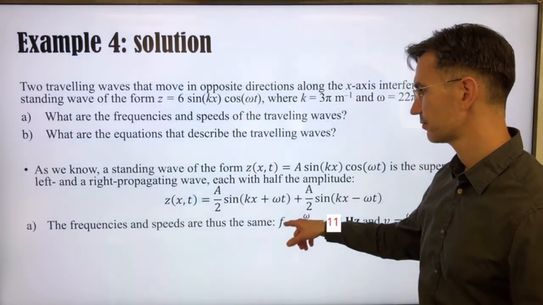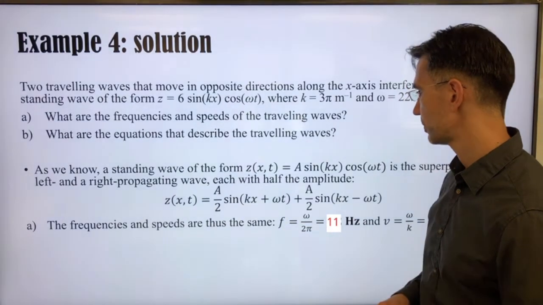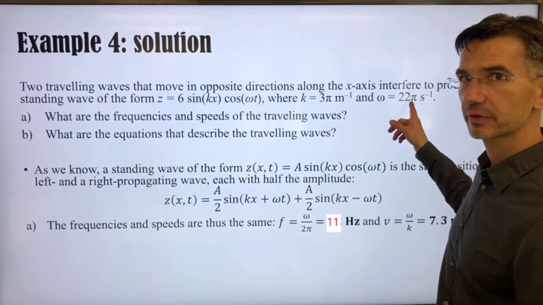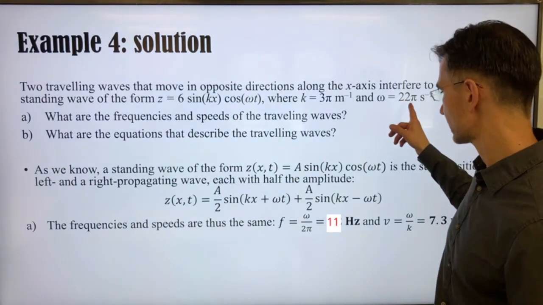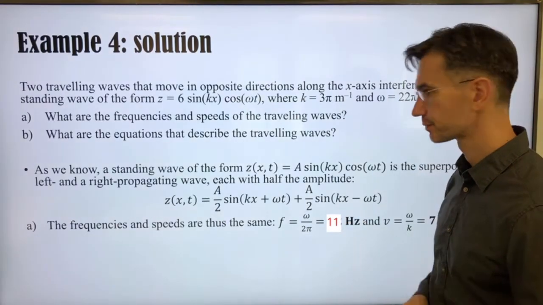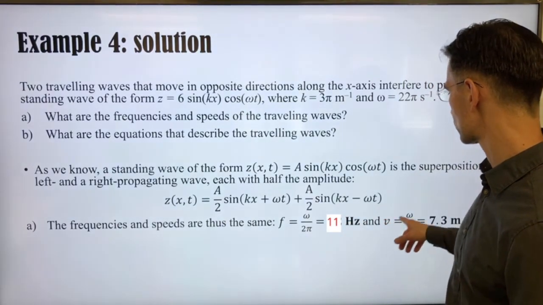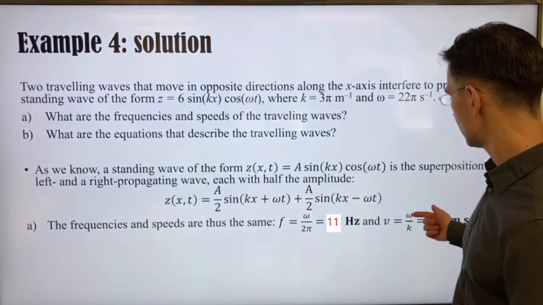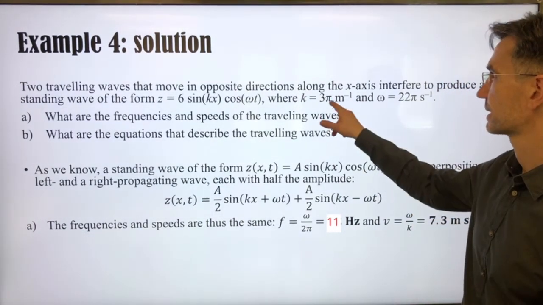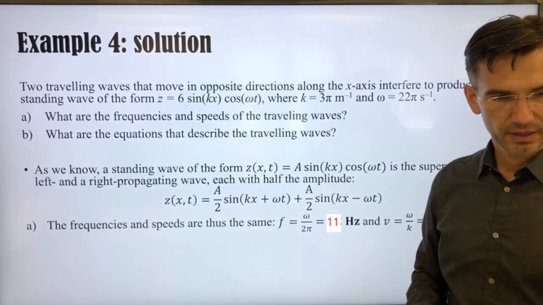So the frequencies, and we know they should be the same to produce a standing wave. So f, the frequency, is going to be omega over 2 pi. And omega, in our case, is 22 pi radians per second. So omega over 2 pi is going to be 22 hertz. And the velocity then is omega over k, the angular frequency over the wave number, and it's 7.3 meters per second. Here's our k here.